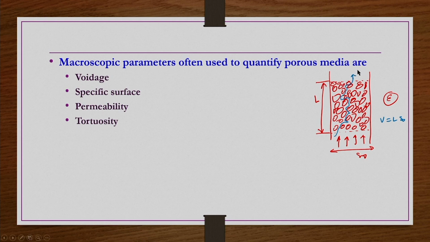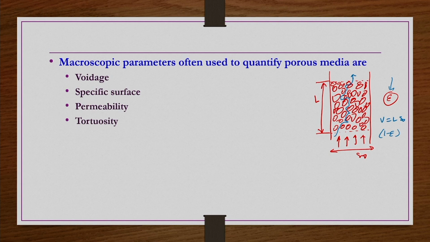How much is that? That is what we call voidage: the free volume fraction of the bed that is available for the fluid to flow through, called voidage epsilon, and the solid volume fraction is 1 minus epsilon. So, void fraction is the free volume available for the fluid to flow through divided by the total volume of the bed. The total volume is L multiplied by S naught, which has two fractions: one is the volume fraction of the solid particles, and the other is the volume fraction of the void or free space. That free space is what we call voidage.